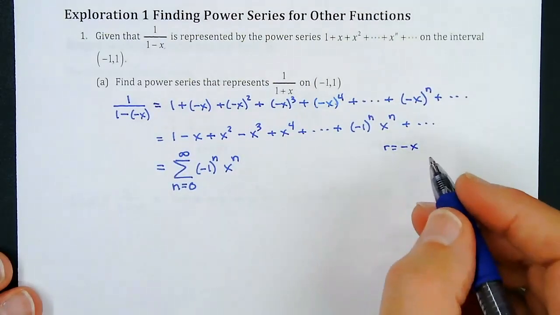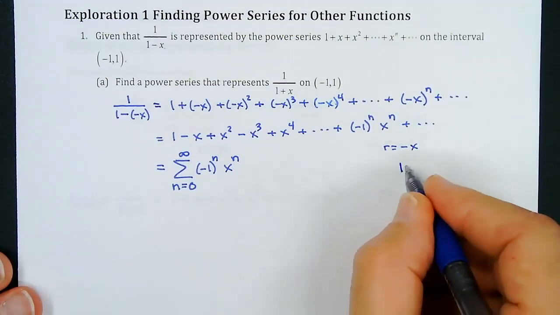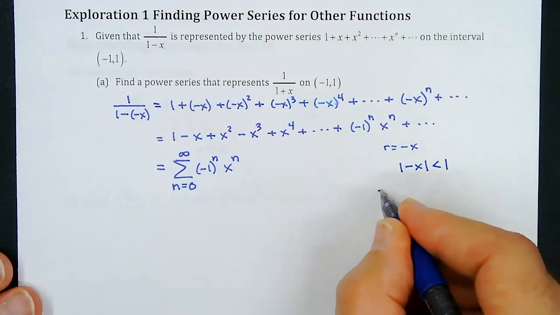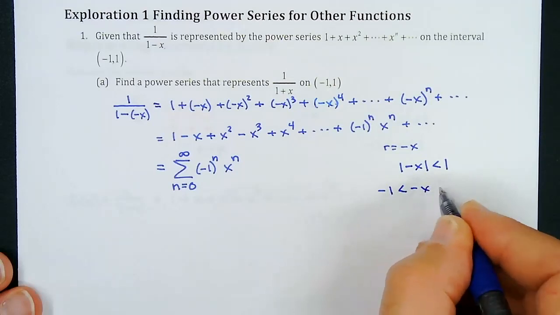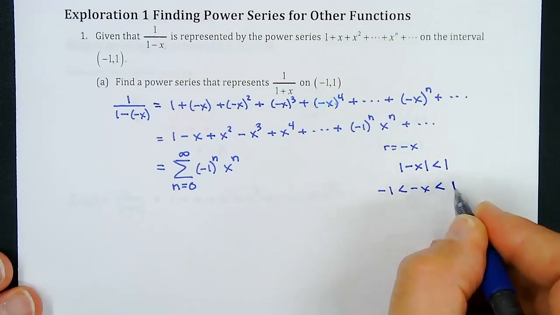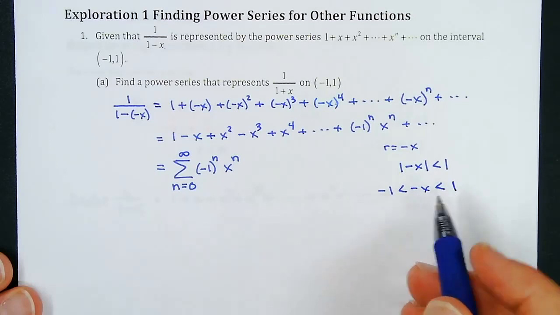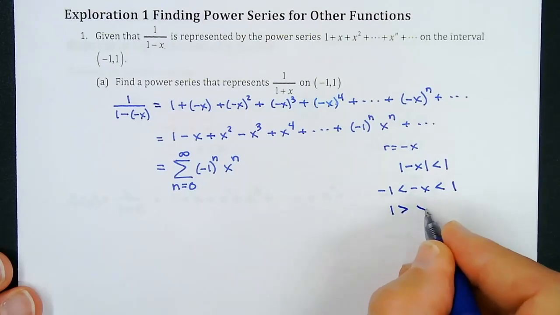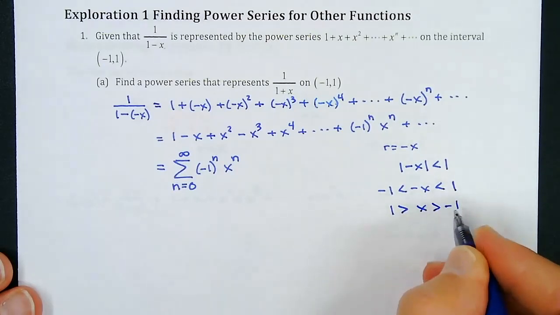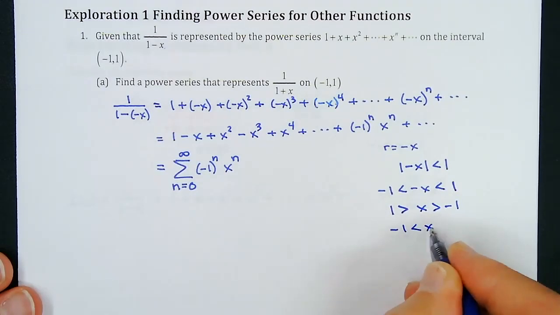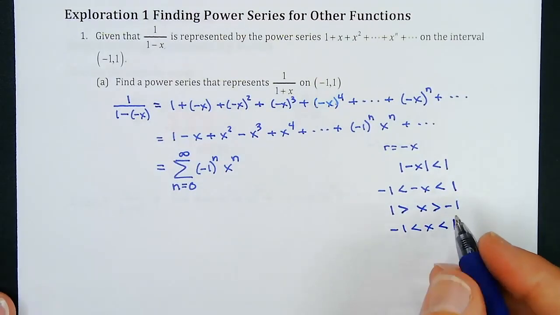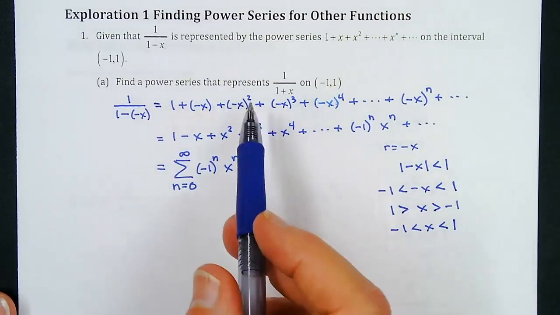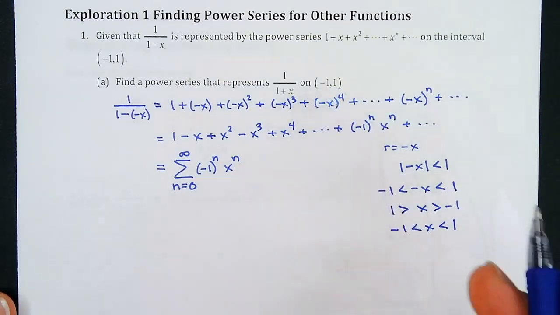And what do we know about r? R has to be between -1 and 1, or the absolute value of r, which in this case is negative x, has to be less than 1, which means -1 has to be less than negative x, which has to be less than 1. If I multiply all three by -1, that makes 1, and then we've got to change the direction of the inequalities, so 1 is greater than x, which is greater than -1, or -1 is less than x less than 1. So what we did is we found the power series, and it's represented on this interval -1 to 1.